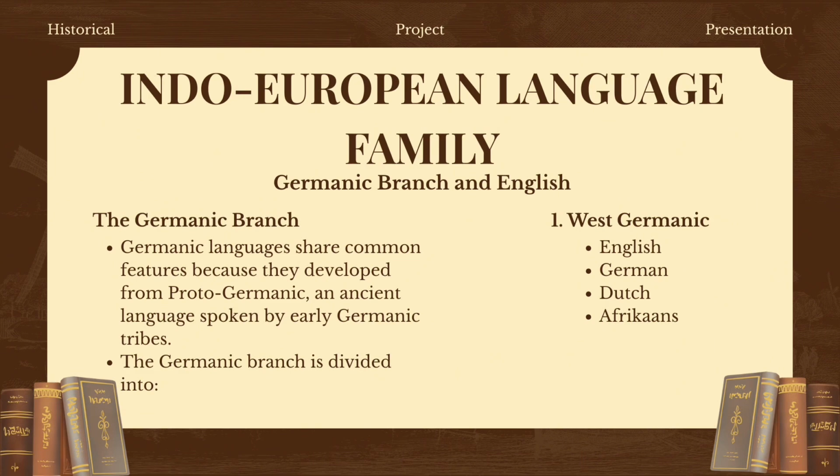Okay, first we have the West Germanic. Ang West Germanic is the group where English belongs. It also includes German, Dutch, and Afrikaans. So yung English became a part of this group kasi the earliest forms came from the language spoken by Germanic tribes.